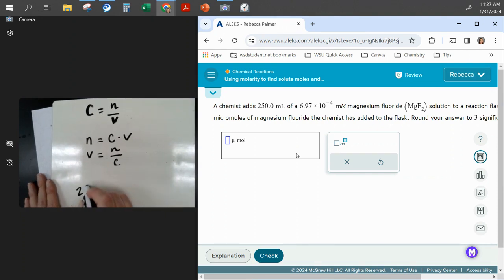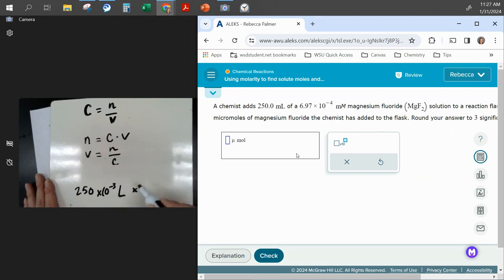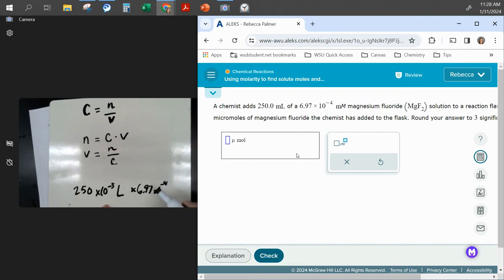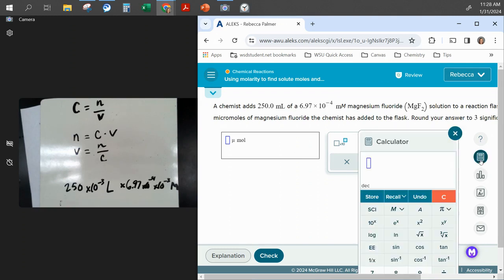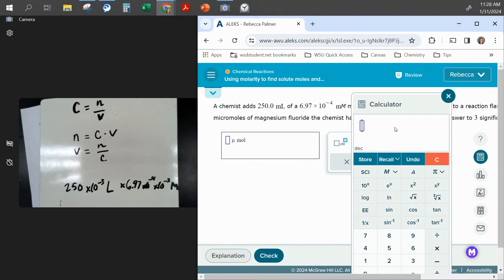We have 250 milliliters. I'm just going to change that right now to liters. That's volume, and I'm going to multiply that by the concentration, which is 6.97 times 10 to the minus 4, and then I have milli, which is times 10 to the minus 3 molar, millimolar. So I'm just going to multiply all those together, and then it's asking for micro, so I need to convert that before I type it in the box.